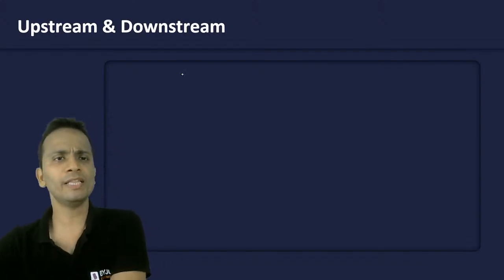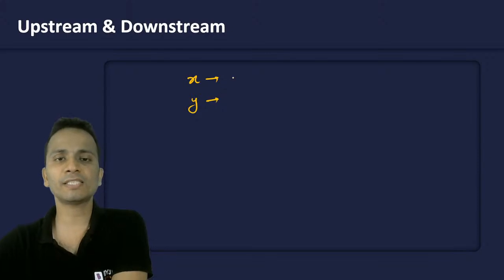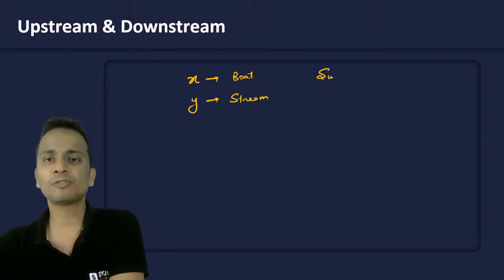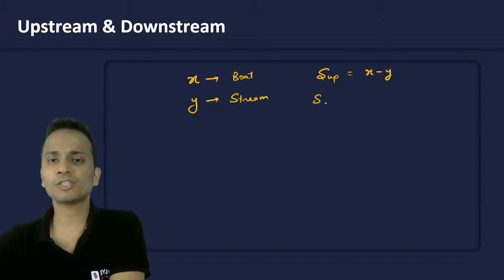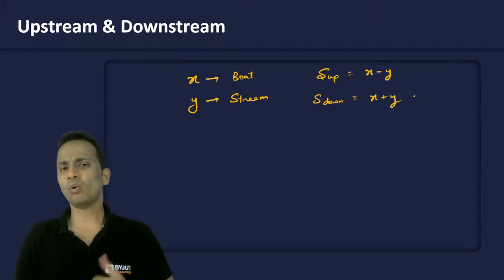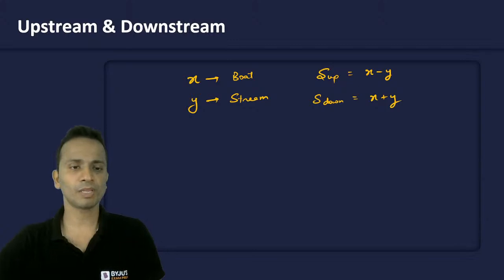So all of you would know in the cases of upstreams and downstreams, we have two variables, x and y, where x is the speed of boat and y is the speed of stream. Okay, fine. So net speed upstream can be written as x minus y and net speed downstream can be written as x plus y.